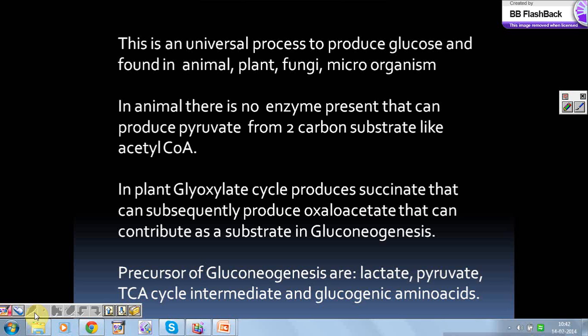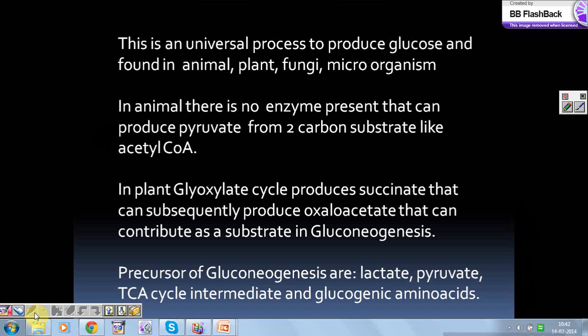Now in animal cells there is no enzyme present that can produce pyruvate, which is a key component of gluconeogenesis and works as a substrate from which glucose is produced. This pyruvate, which is a 3 carbon substrate, cannot be produced from a 2 carbon substrate like acetyl CoA. So during fat metabolism in beta oxidation, lots of acetyl CoA are produced, but it cannot really contribute to the gluconeogenesis pathway.